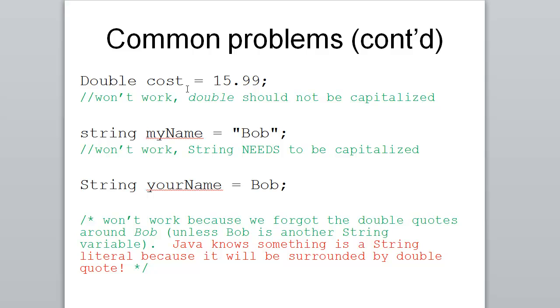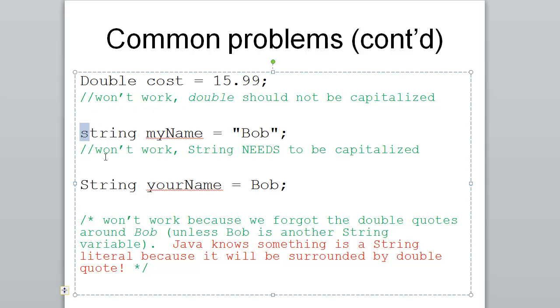Alright, some other problems. Double cost equals 15.99. This doesn't work. Double has to be lowercase. Both int and double are primitive data types and therefore lowercase. Why doesn't this one work? String needs to be capitalized. Lowercase string doesn't mean anything to Java. This S needs to be a capital S.